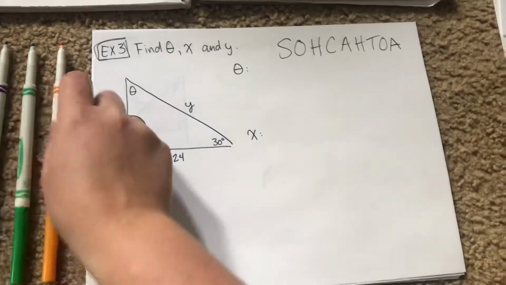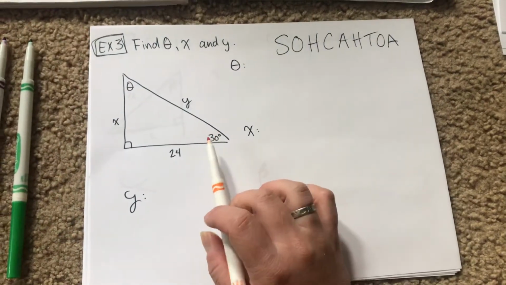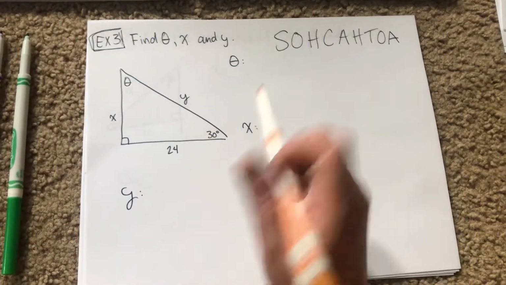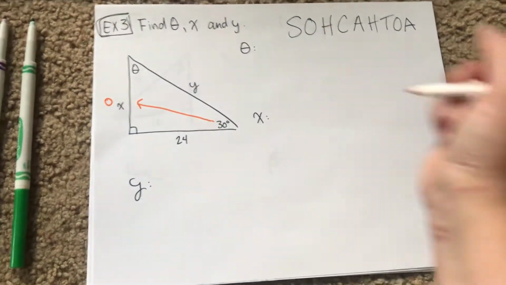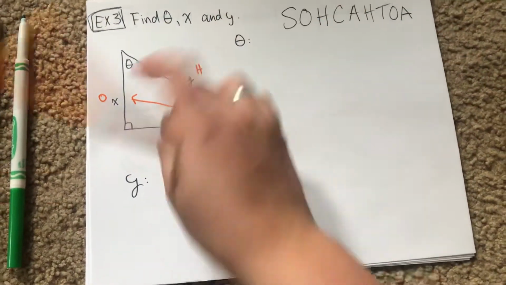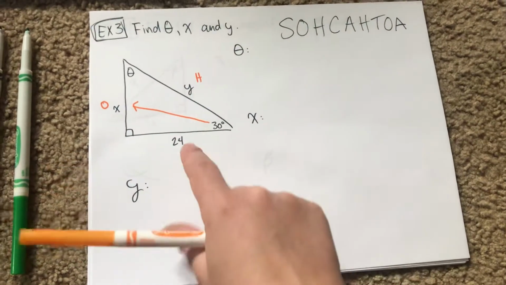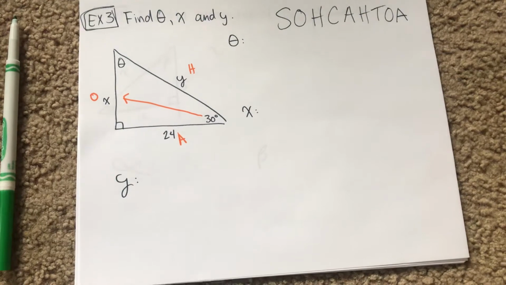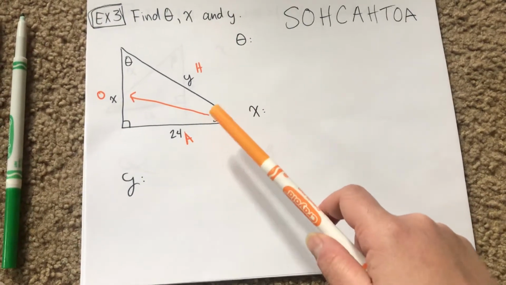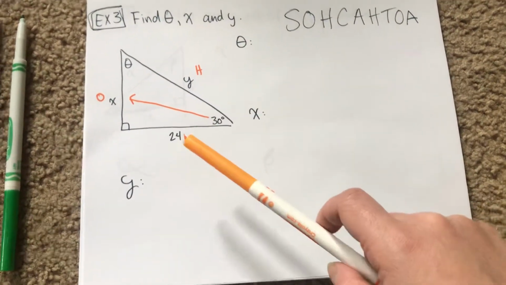Now I'm going to label my sides that are associated with this 30 degrees, because that's the angle we know something about. Across the way we have our opposite, y is our hypotenuse because it's across from the 90-degree angle and our longest side, which leaves that 24 as our adjacent.